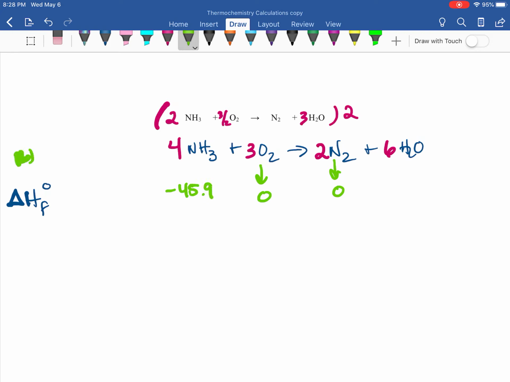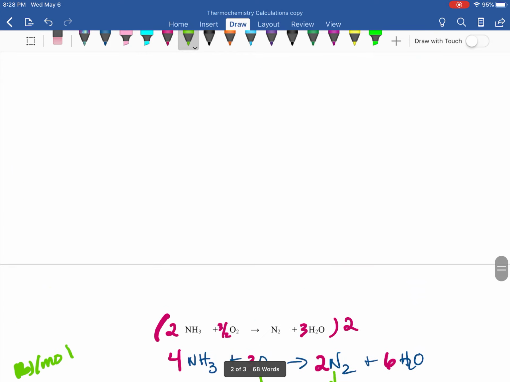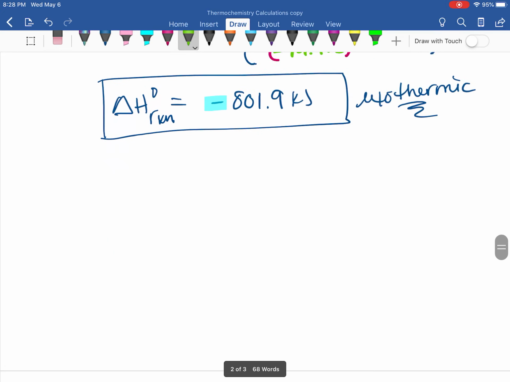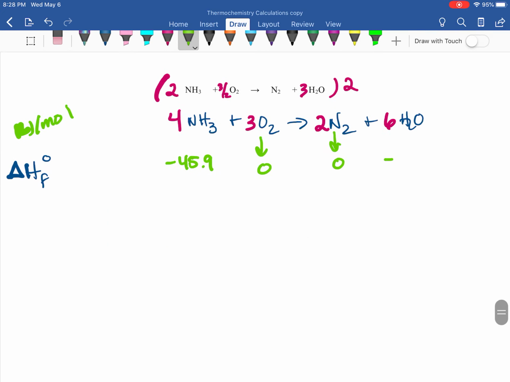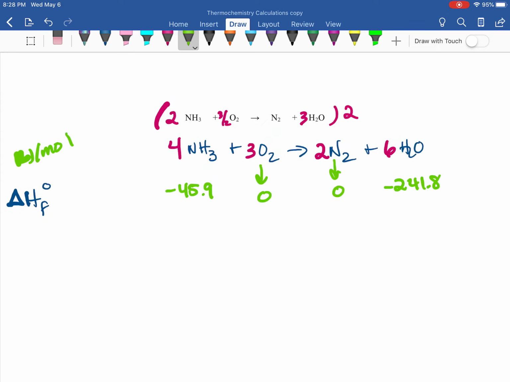45.9. Again, these are kilojoules per mole. I'm just going to save some space there. And then water was in our last example. What did we use for water? 241.8. Okay, I love it. So don't forget your moles. What I like to do is write it in right with my data. I'm going to go right here and put in the 4. Just for funsies, I'll put in the 3 and the 2. And then right here, 6. Don't forget your moles. It's the most common mistake on this unit is to forget your moles.